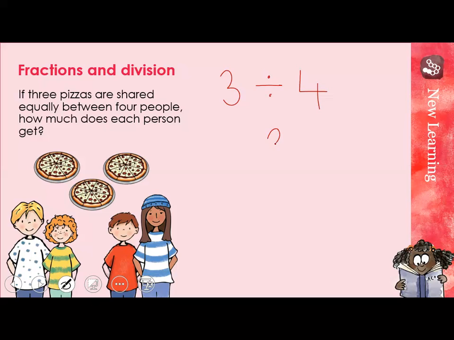Well done if you were able to identify that I've got 3 wholes and I'm dividing them by 4 people to give the answer 3/4. Each person will get 3/4 of a pizza. And again, that works with absolutely any calculation whatsoever.